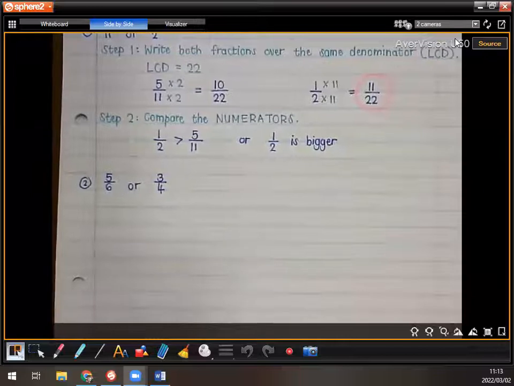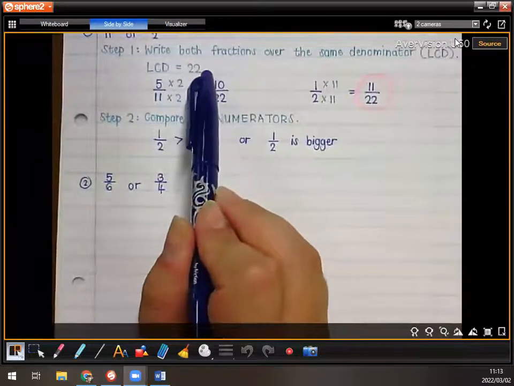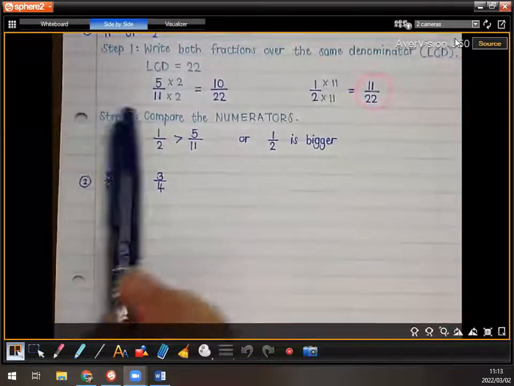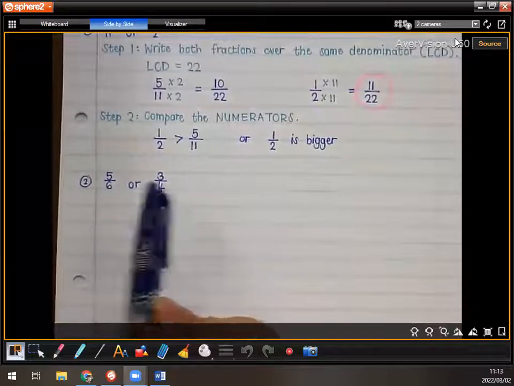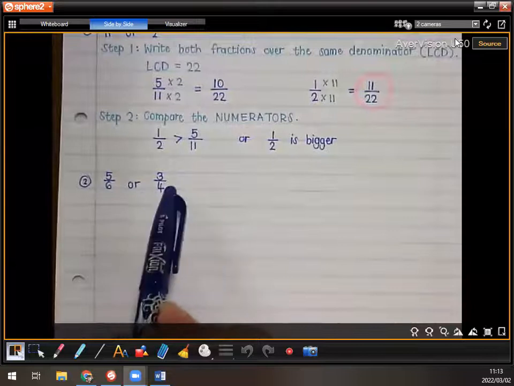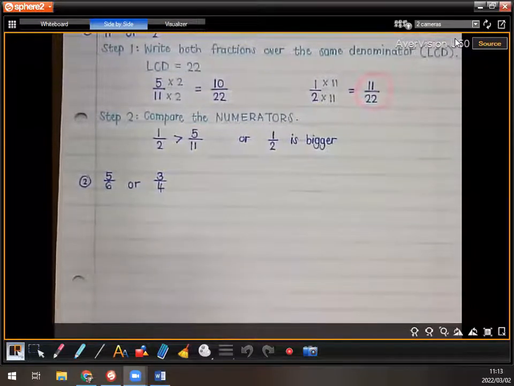You're going to use the same steps, but the LCD now is not going to be 22. You need to look at these numbers and figure out what the smallest number is that 6 and 4 can go into. Don't chart it out. I want everyone to do it on their own, please. And then you're going to compare them. So find the answer there quickly on your own. Everyone do it, please. You don't have to write down step 1, right? You're just doing the actual wording.